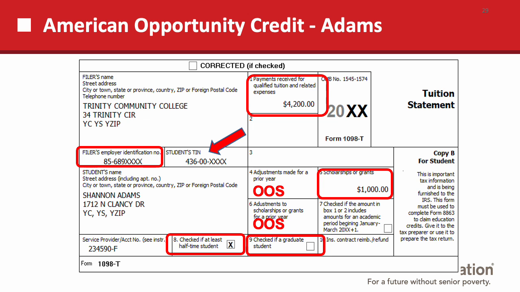Now, the employer identification number needs to be entered in TaxSlayer. Note that it must be a qualified education institution. There's a website to look up education institutions if you're not sure.